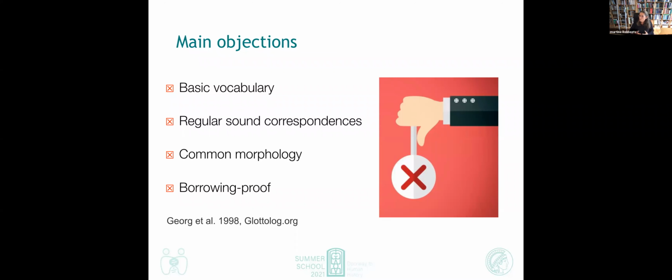These were the reservations expressed by Stefan Georg and his colleagues in an article at the turn of this millennium, and these objections are still voiced by a number of linguists today.